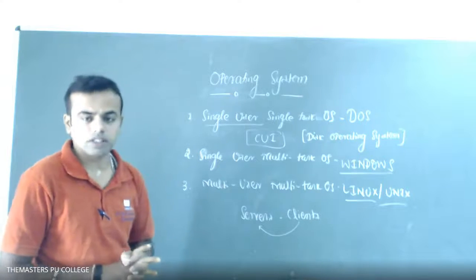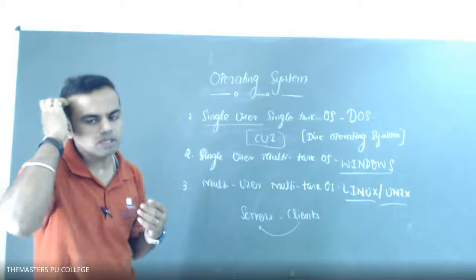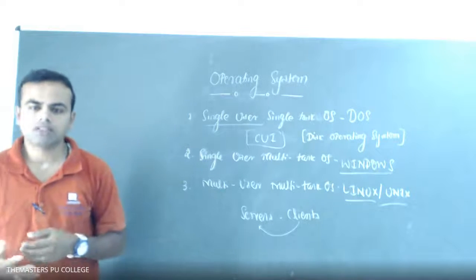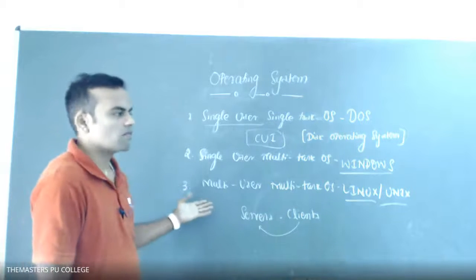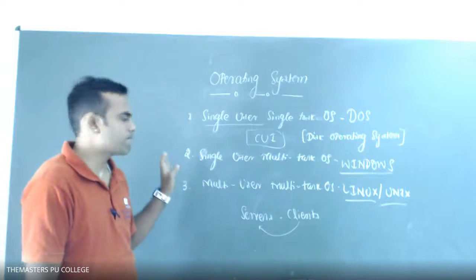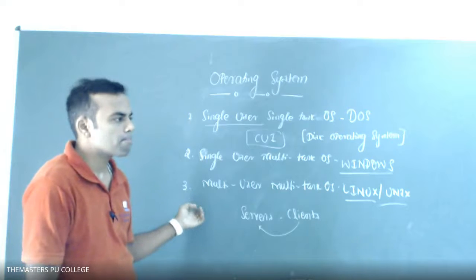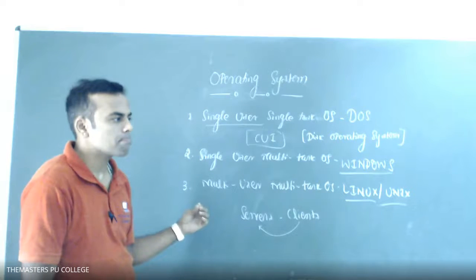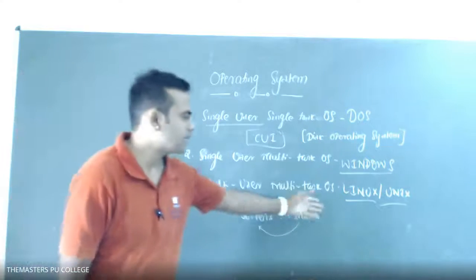Okay. Next, multi-user multitask. More than one person can work with the computer system. They can perform more than one task at a time. Okay, clear? Multi-user multitasking operating system. The best example is Linux and Unix.